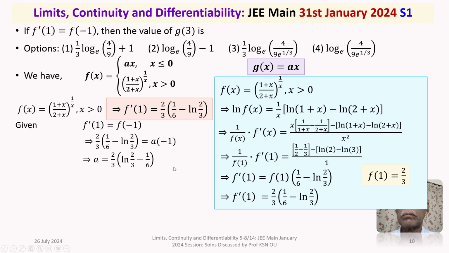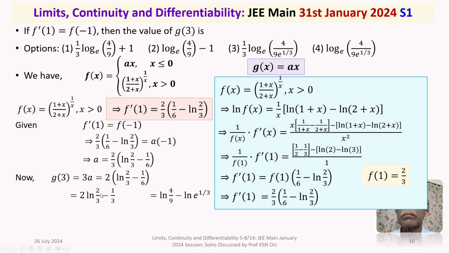Agreed. What is it that we want? G of 3. So G of x is ax. So G of 3 is 3a. And 3a means the above equation multiplied by 3. Then you will get 2 into ln of 2 by 3 minus 1 by 6. Multiply: 2 ln of 2 by 3 minus 2 by 6, that is 1 by 3.